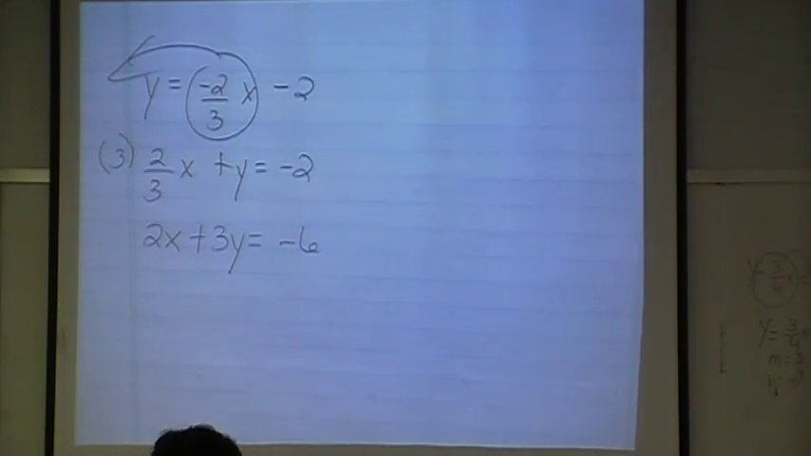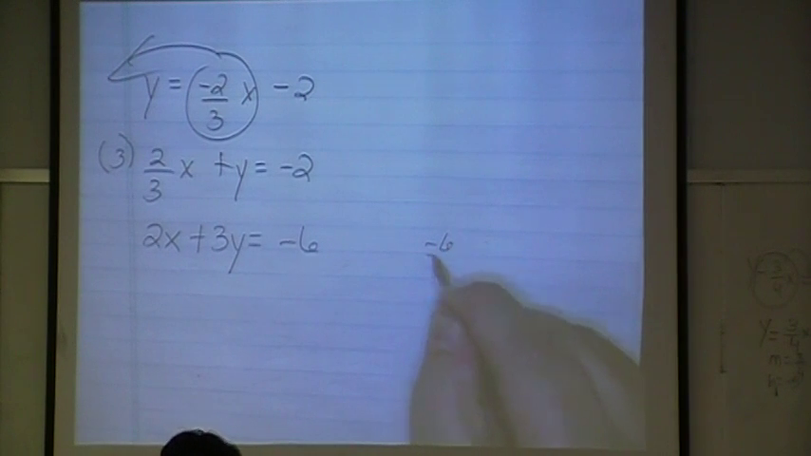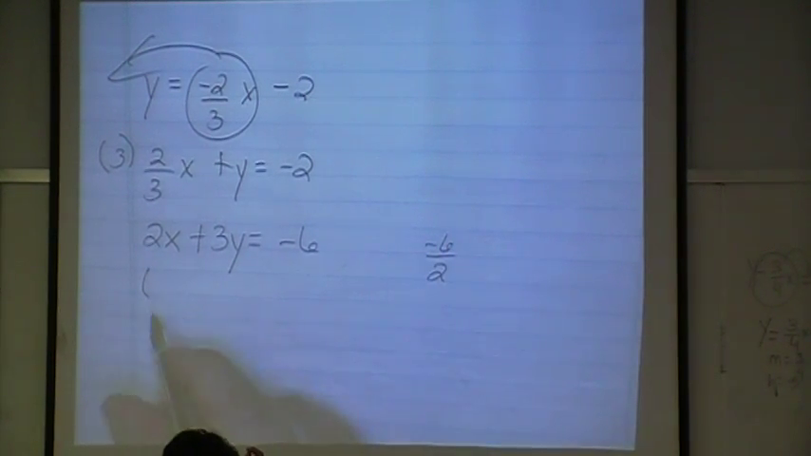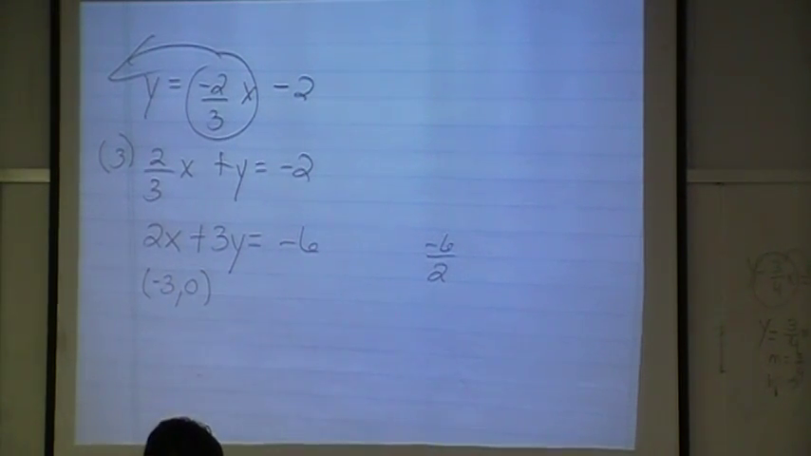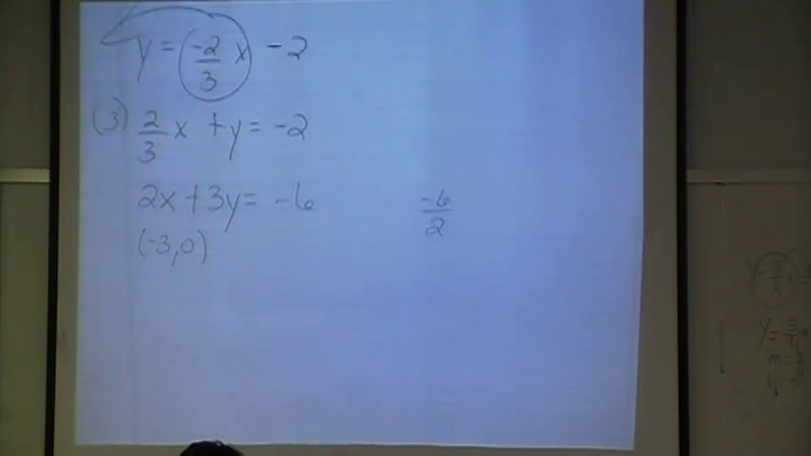Okay, now we're finding the x-intercept. What do I put under the negative 6? 2. There you go. So what is my x-intercept? Negative 3. It's not hard, is it? Well, we just got this math.